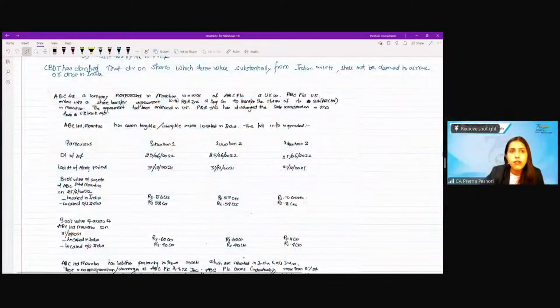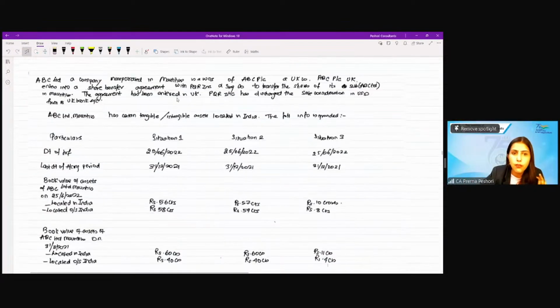or not. Okay. So I've taken one small example over here, and we will understand in different situations what will be the possibilities. For example, ABC Limited, a company incorporated in Mauritius, is a wholly owned subsidiary of the UK company. This UK company enters into a share transfer agreement with another Singapore company to transfer the shares of its Mauritius entity, right? The agreement has been entered in the UK. The consideration has also been discharged in US dollars from the UK bank account.